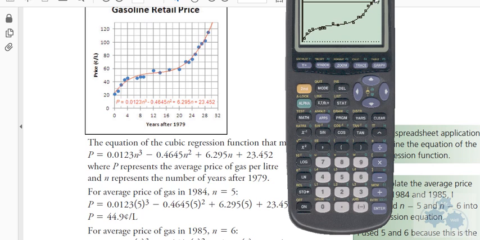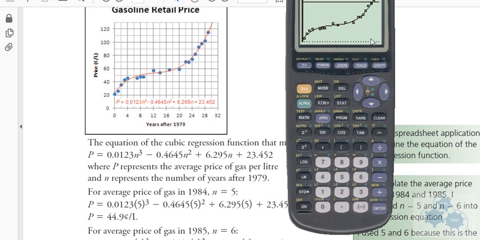The question is asking what year, what X value was the gas price at 100 cents per liter, or $1 per liter. So what we did is we put in another function, y equals 100. And where this price, the y value, intercepts the function, that is the x value that we're looking for.